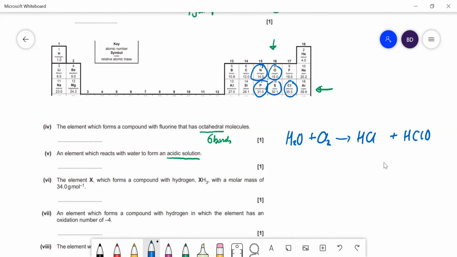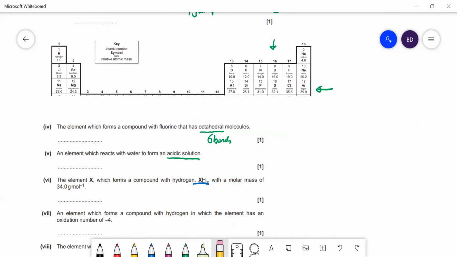Okay, an element which forms a compound with hydrogen, XH3. Now, which group is that coming from? It is probably group 5. If you think nitrogen forms NH3, doesn't it? Ammonia. But the Mr of NH3 is only 17. So it's got to be phosphorus then. Okay, phosphorus is 31. So PH3, 31 plus 3, 34. The answer is phosphorus.